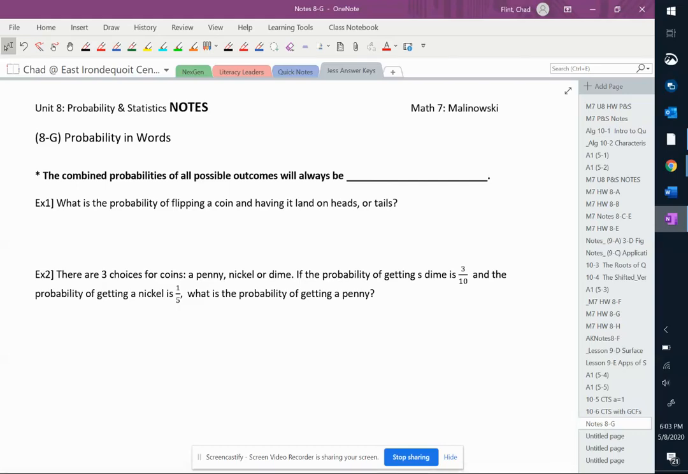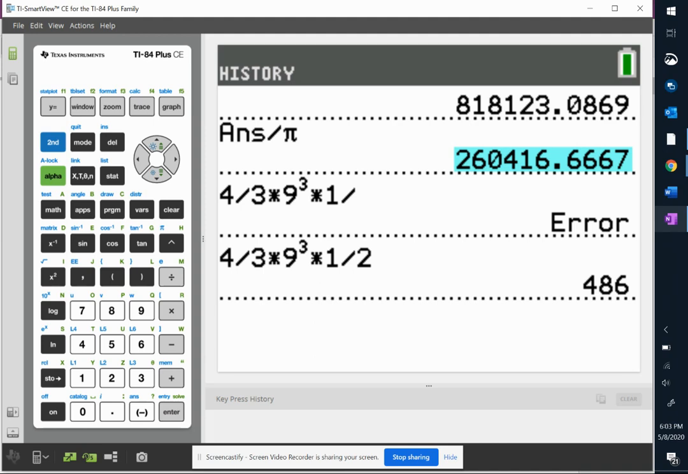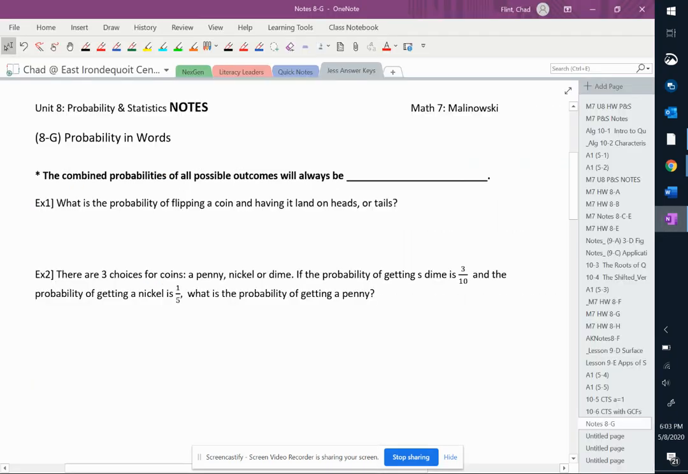Right, here we are with notes for 8-G, probability in words. Just loading up the calculator just in case. So first thing we're starting off with today is this first little star here, and this is going to come in handy in one of your homework problems in our example 2.